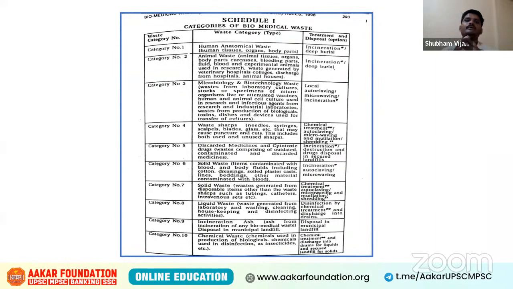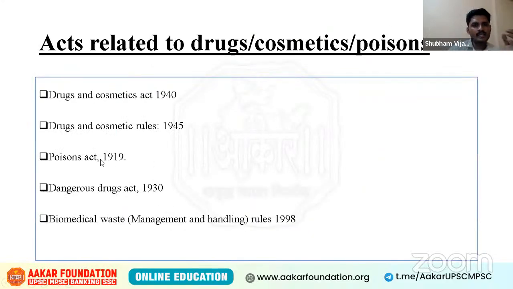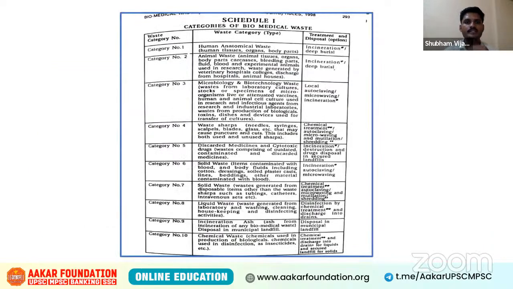This is one chart dealing with the categories of biomedical waste and how it has to be destroyed. It is very necessary because there is a law, a rule, for the destruction of biomedical waste. This chart shows what different types of biomedical wastes there are, and accordingly they have been categorized into 10 categories, from less hazardous to extremely hazardous.